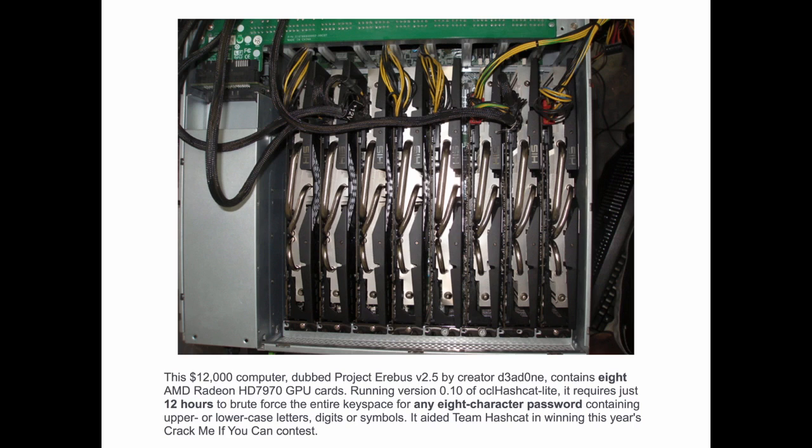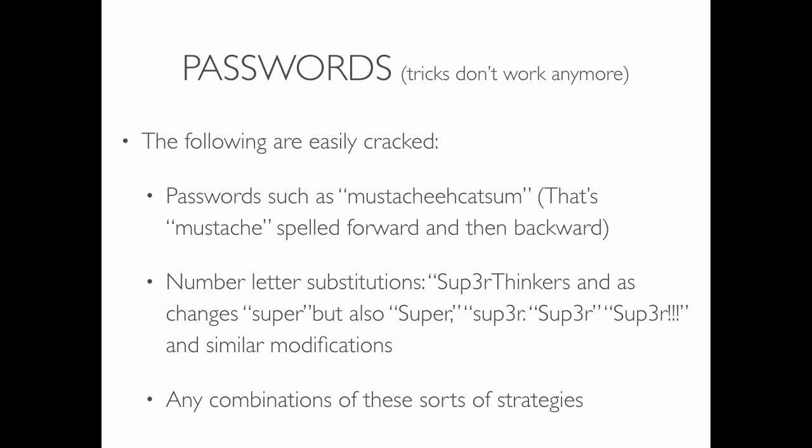So this is a $12,000 computer that was put into service for a particular contest for cracking passwords. In this context, it took 12 hours to brute force an 8-character password. So 8 completely random characters put together. This computer took 12 hours to break those 8 characters. So the point being, that's a completely random password, and it still only took 12 hours. Kind of scary.